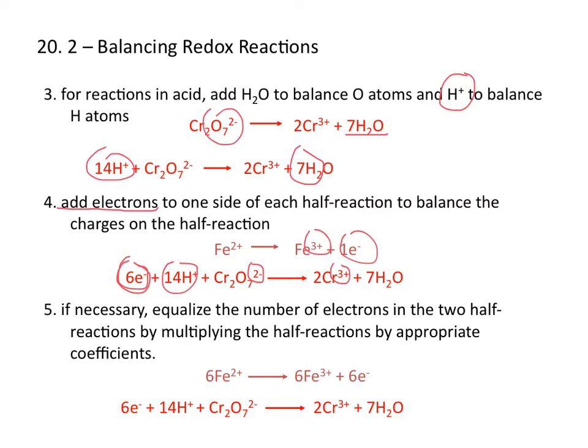Now we have to look at the half reactions as if we're going to be combining them. So in step number 5, what we're going to do is multiply the half reactions so that the number of electrons in both the oxidation and reduction half reactions match. In this case, we initially started with a 1 electron here, but we needed to multiply through by 6 in order to balance with the 6 electrons that we saw in the reducing step.